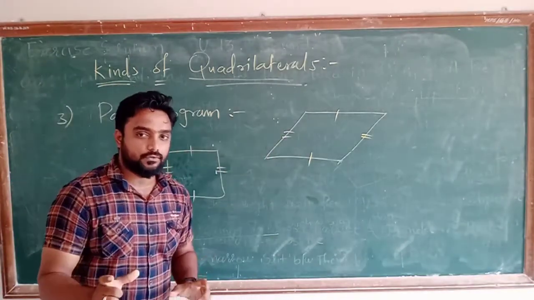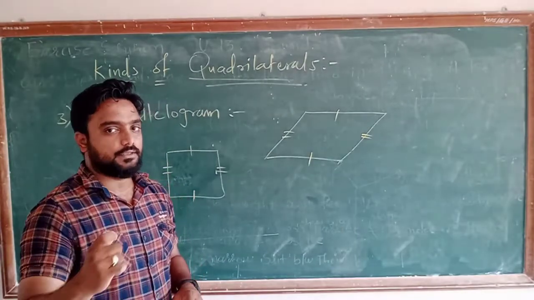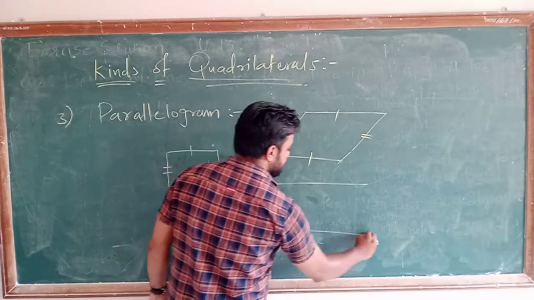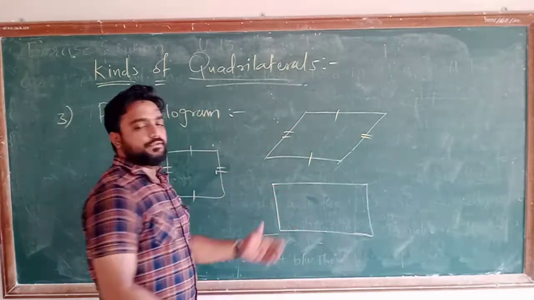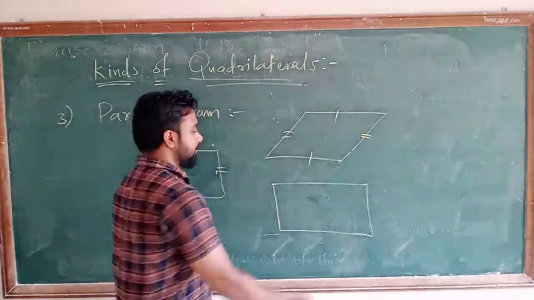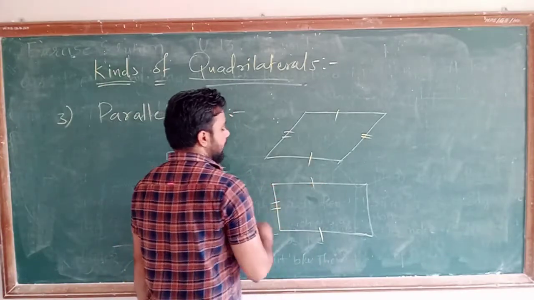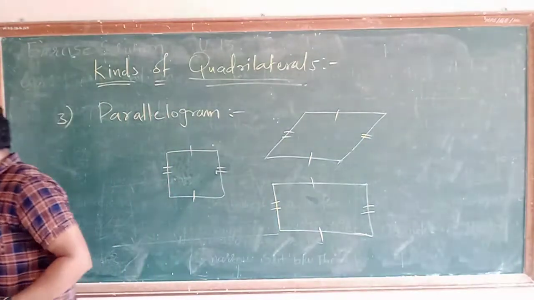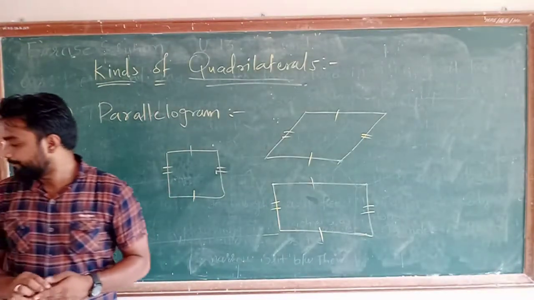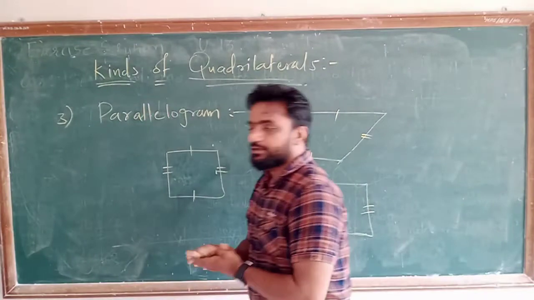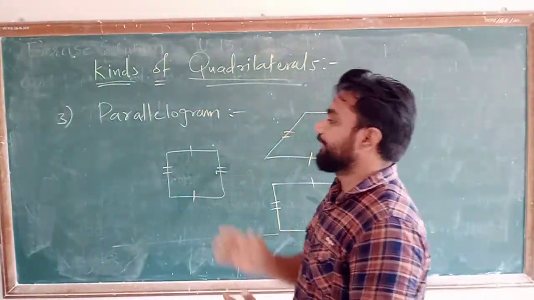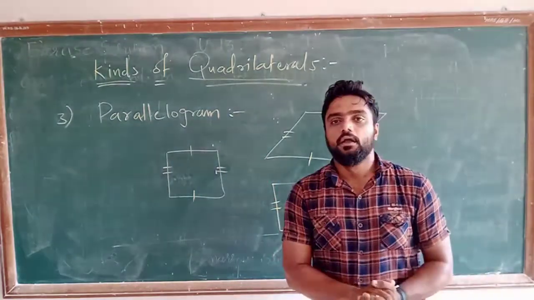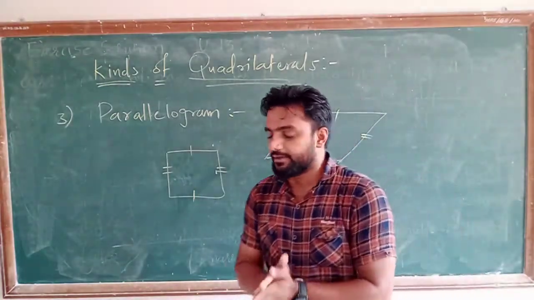Means कौन से quadrilateral को आप parallelogram बोल सकते हो? Understand or not? If I draw a right angle, it is also considered a parallelogram. These opposite pairs of sides are parallel to each other. Understand or not? Okay, so these three are the basic quadrilaterals. First one is a trapezium, second one is a kite, and the third one is a parallelogram.